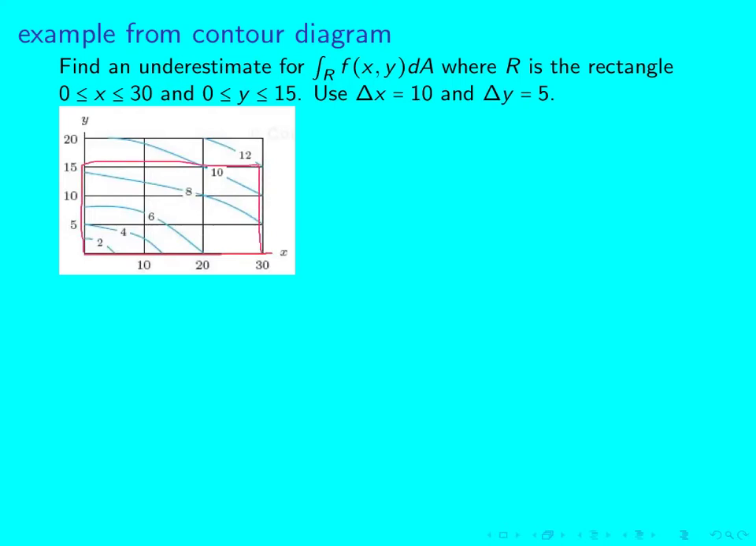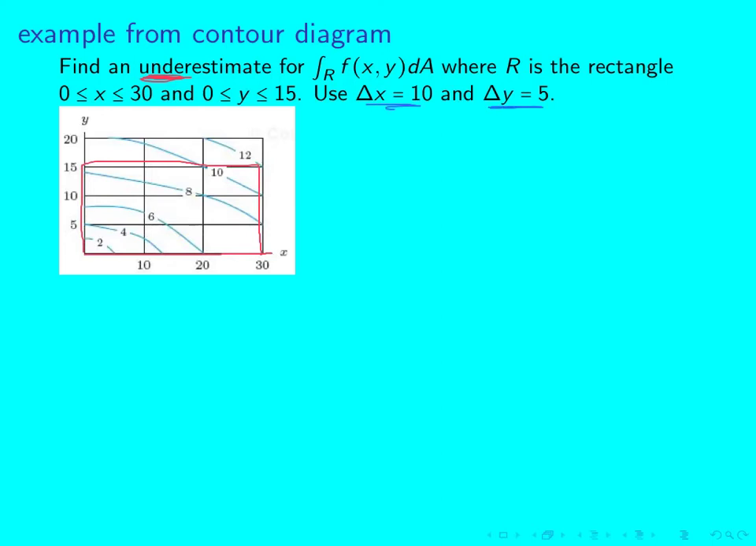So I want to find the volume. I said area again. I want to find the volume of the surface that's above this rectangular region in the xy plane. And further, this example says take an underestimate. So it gives me more instruction than the first example did. So here's what I'm going to do. And further it says use delta x equals 10 and delta y equals 5.